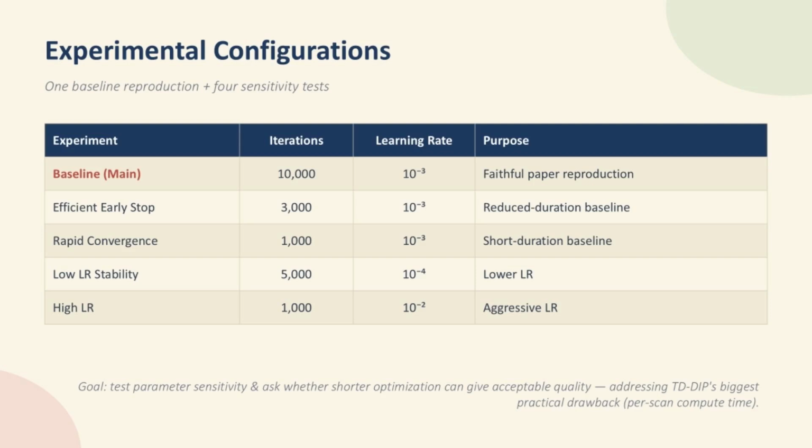We also ran four supplementary configurations shown in the table, varying the learning rate and iteration count. The goal was to test the method's sensitivity and, more importantly, to ask whether shorter optimization can give acceptable quality, since compute time in TD-DIP is the biggest practical drawback. Now I will hand it to the next speaker.